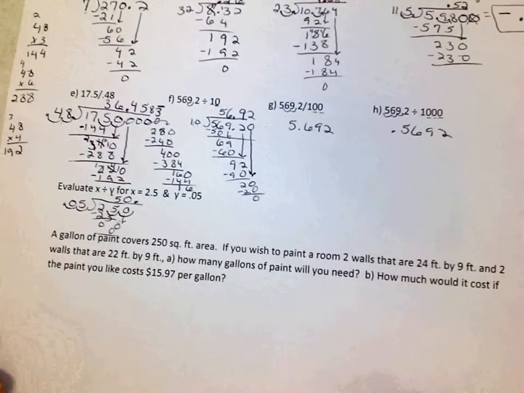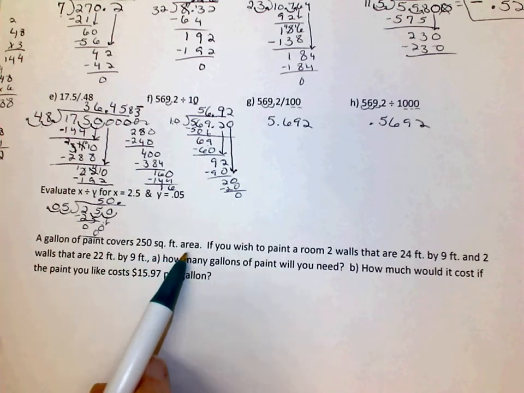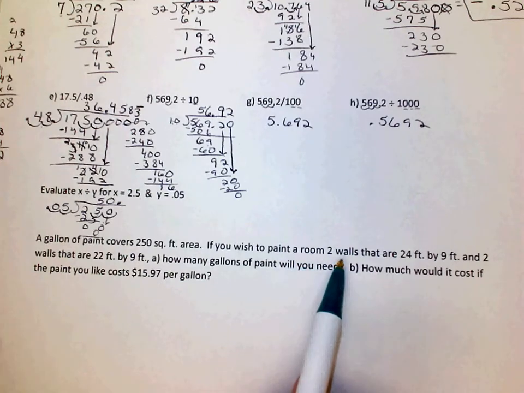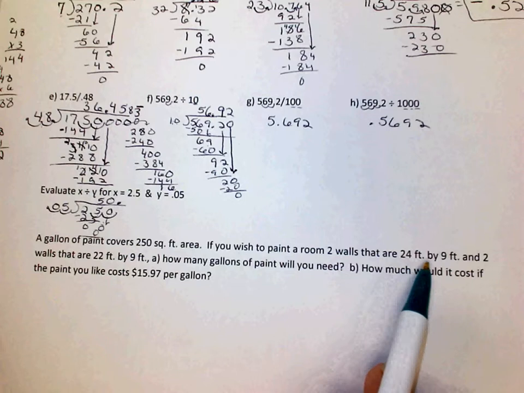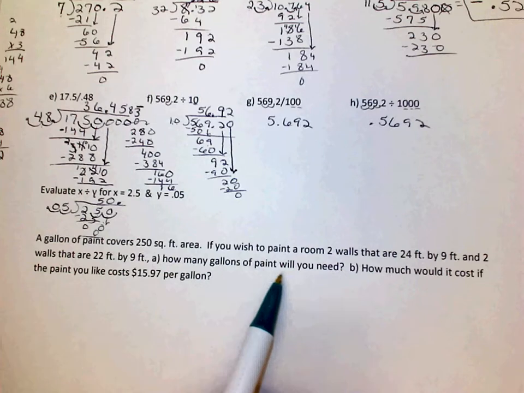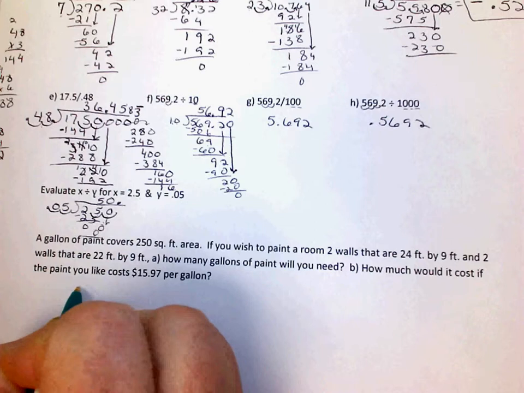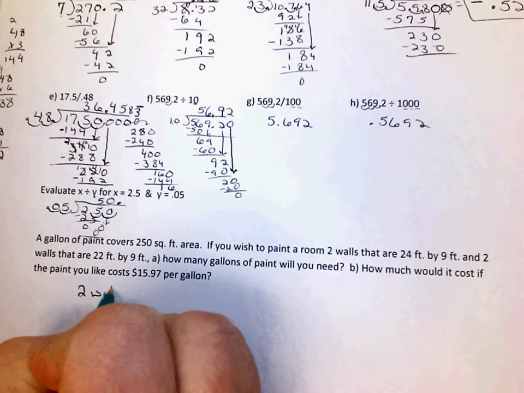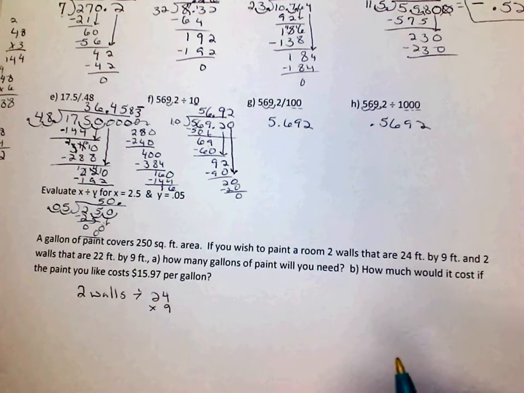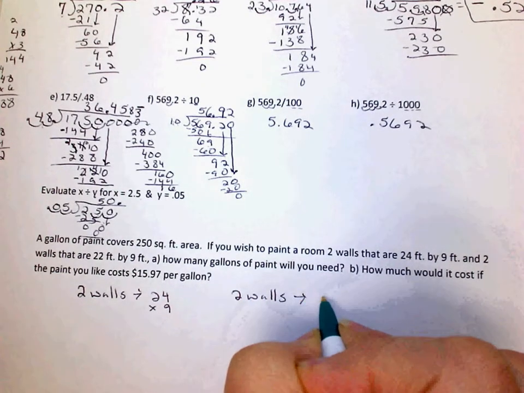A gallon of paint covers 250 square feet of area. If you wish to paint a room with 2 walls that are 24 by 9 feet and 2 walls that are 22 by 9 feet, how many gallons of paint will you need? Well, we got to find our area. And we have 2 walls that are 24 by 9, and we have 2 walls that are 22 by 9. So what we do is we multiply.